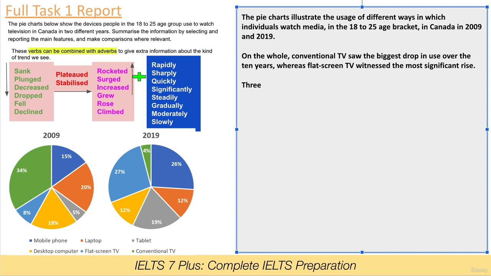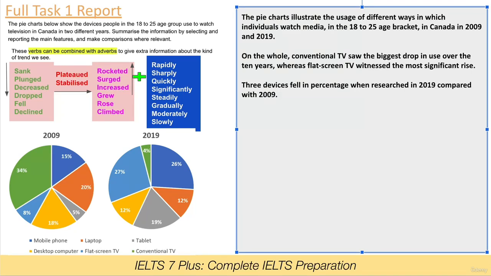Three devices fell in percentage when researched in 2019 compared with 2009.